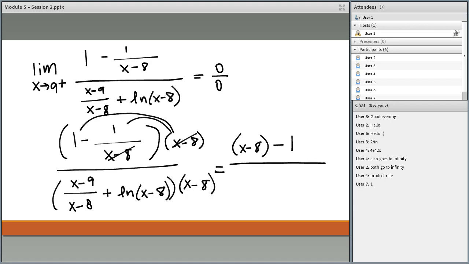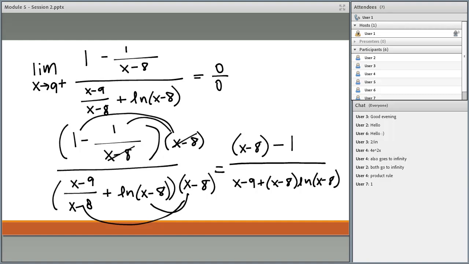In the denominator, when I distribute the x minus 8 to both terms, the x minus 8s cancel in the first term, and I'm left with x minus 9. And in the second term, I just have to multiply, so I have plus x minus 8 times the natural log of x minus 8. Okay, let me go to the next page and simplify.